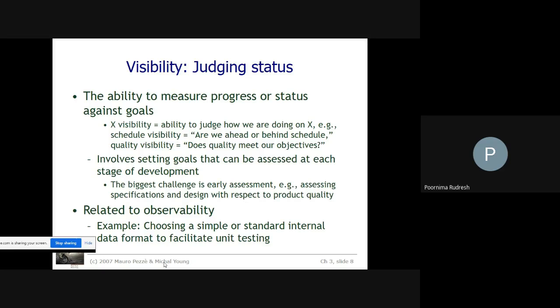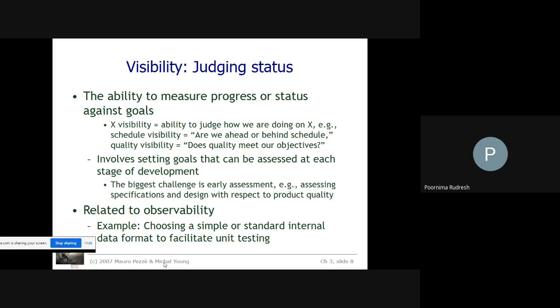So here our product quality means we expect some quality from the developed product, but comparing that product quality during the specification phase and the design phase is very difficult, because at the specification phase or the design phase we cannot expect what quality we will get at the end stage. That is the biggest challenge we are facing in visibility.